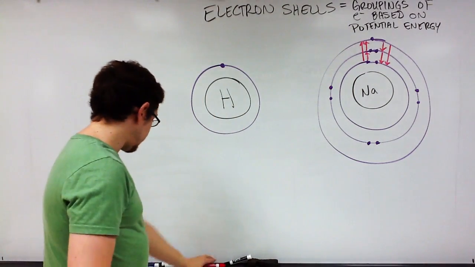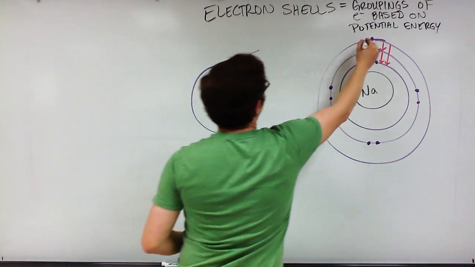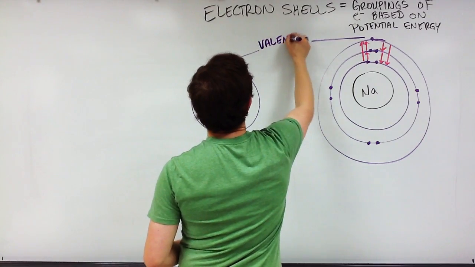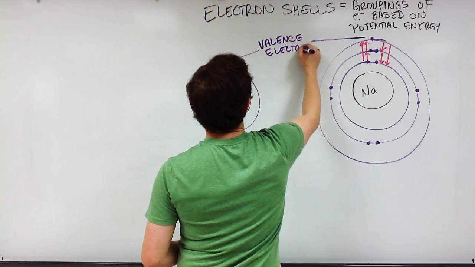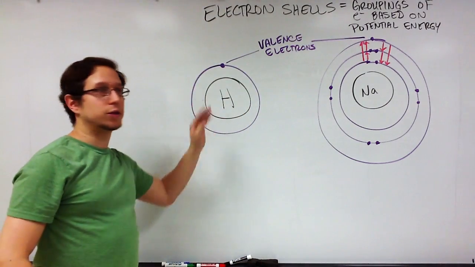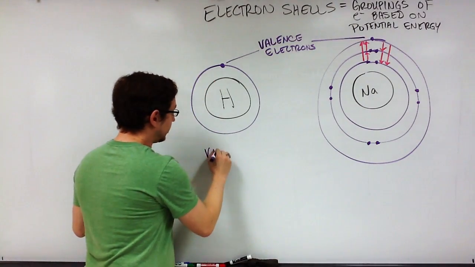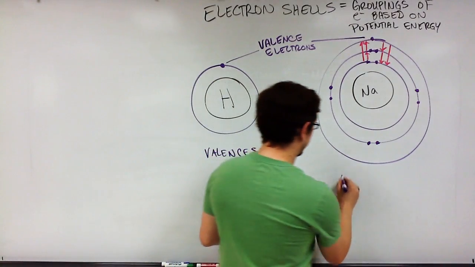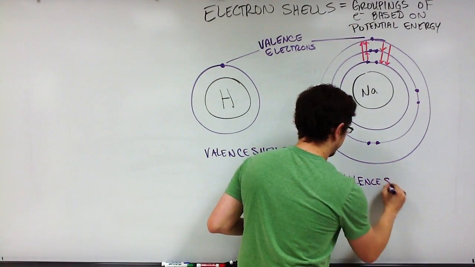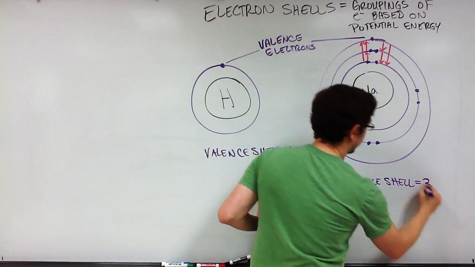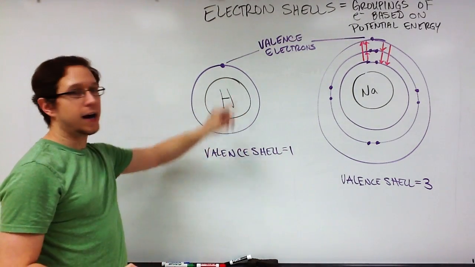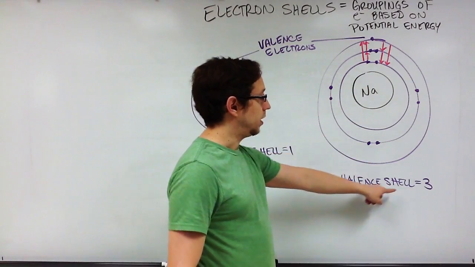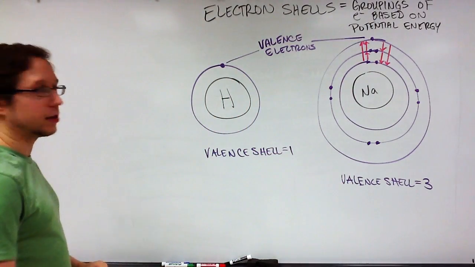Okay? Now, of course, I brought to light the fact that we have single electrons in the outermost shells. Remember that those outermost shells are called the valence shells. So these are valence electrons. Valence electrons are going to be electrons that occupy the outermost shell of an atom. So here, for hydrogen, the valence shell is the first shell. For sodium, the valence shell is the third shell. So, valence shell for hydrogen is the first. It has 1 electron in its valence shell. Sodium, on the other hand, its valence shell is the third shell, and it has 1 valence electron as well.